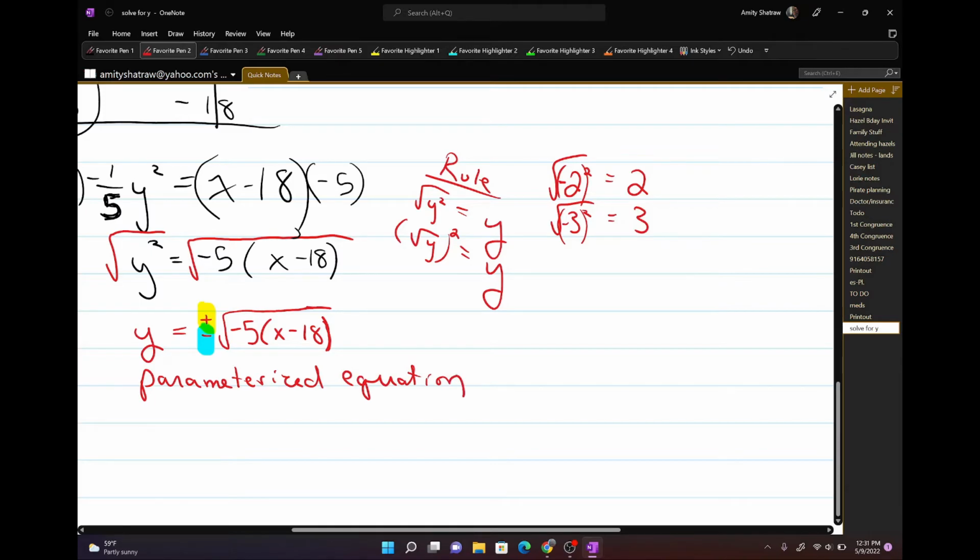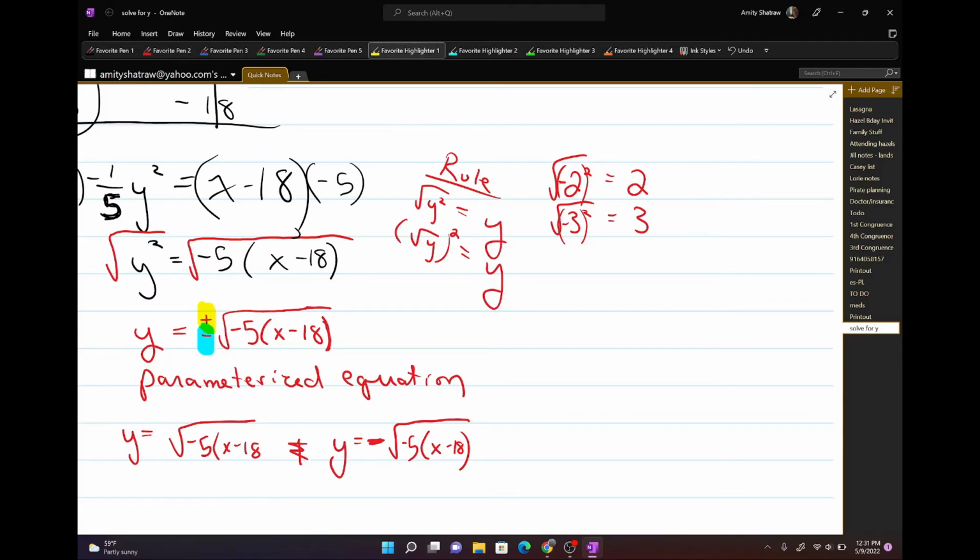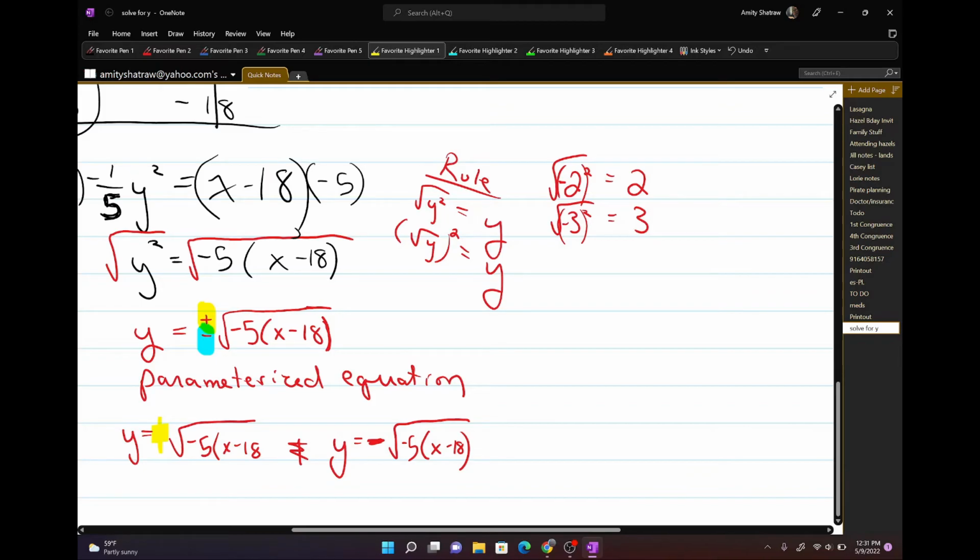And what that means is that you've separated it into 2 equations. Y equals the positive square root. And I know that there's a bunch of negatives inside of the square root. Don't worry about that. And here is the other equation, y equals the negative version. Here's a -5. Here's an x minus an 18. And ta-da! There you go. So the positive version and the negative version. The positive is hidden and invisible right there, and I don't write it.